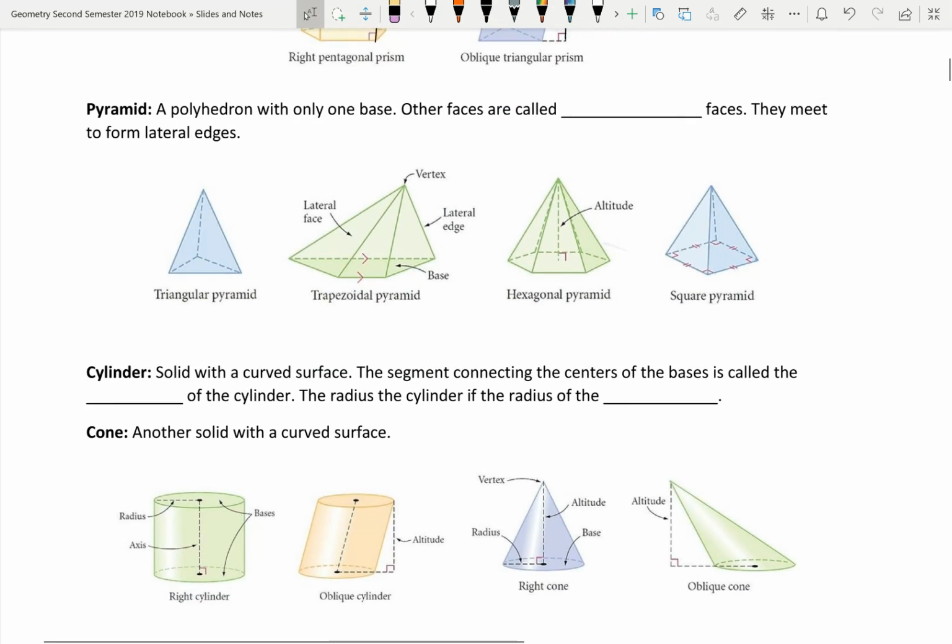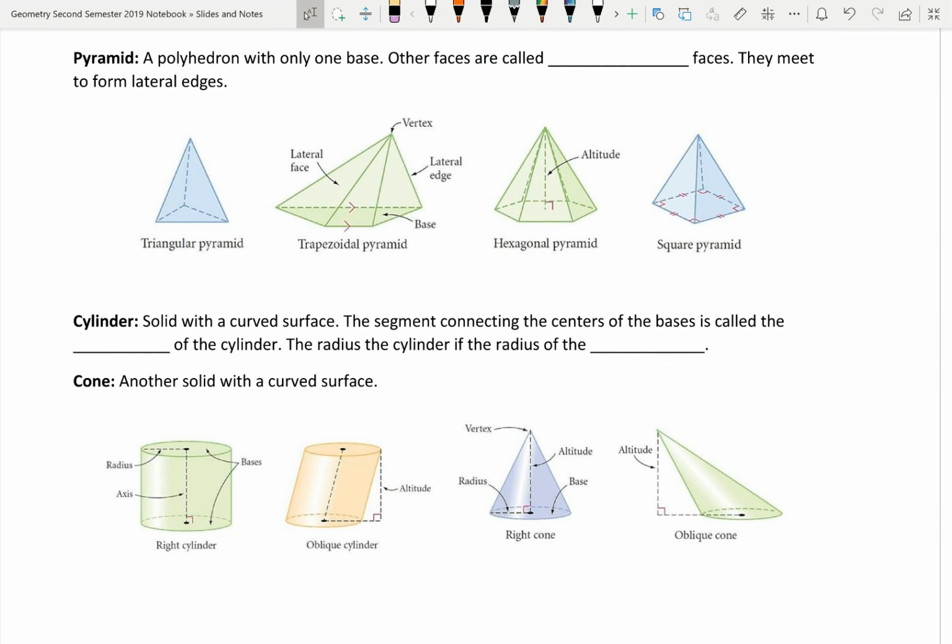A pyramid is a polyhedron with only one base. The other faces are called lateral faces. They meet to form lateral edges. Even though all of these are technically vertices here, when we talk about the vertex of the pyramid, we're referring to the top point of that pyramid. If a question in the homework asks you, what's the vertex? Refer to the top point.